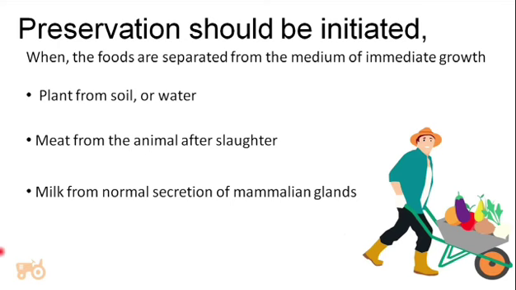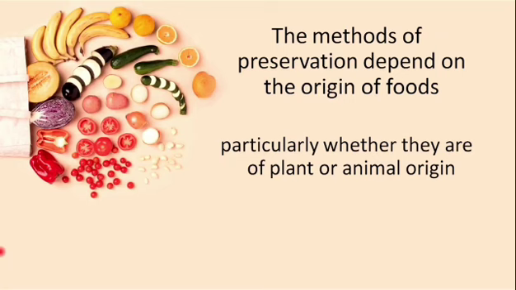Preservation should be initiated when the foods are separated from the medium of immediate growth. For example, plants from soil or water, meat from the animal after slaughter, milk from normal secretion of mammalian glands. And the methods of preservation depend on the origin of foods, particularly whether they are of plant or animal origin.